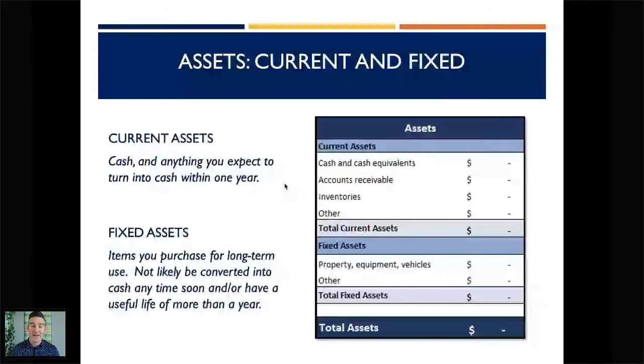Fixed assets, we talked about some of them already. They might be real estate, property, equipment or machinery, vehicles, those types of things that serve your business, but you're not selling them. That's not really the goal, to turn them directly into cash.